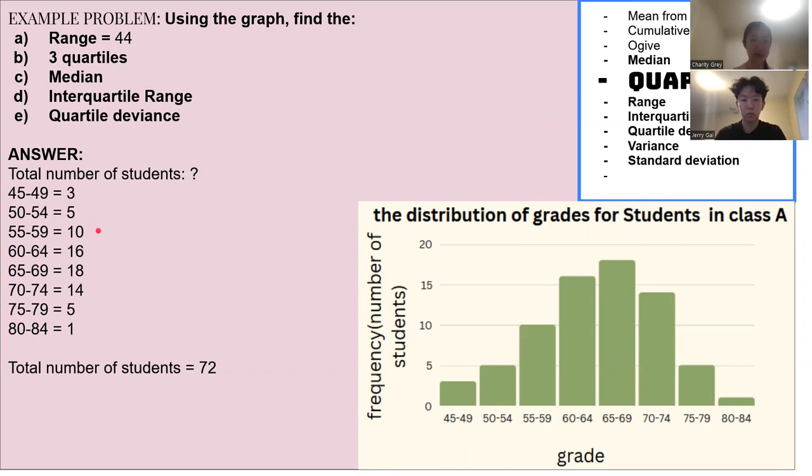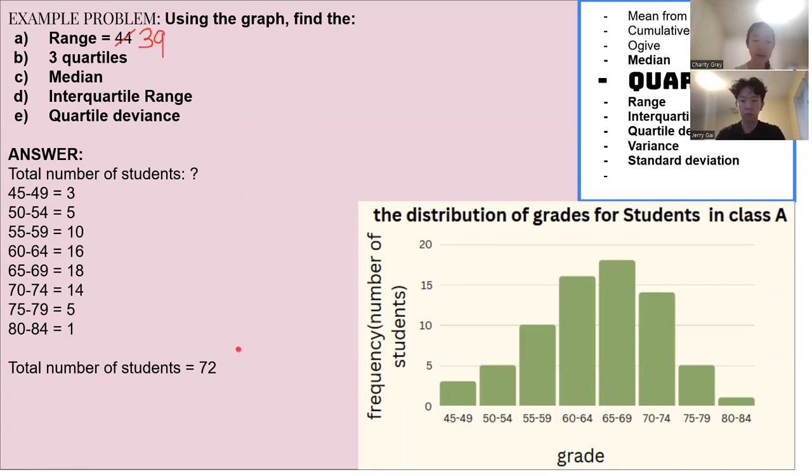3 plus 5 plus 10 plus 16 plus 18 plus 14 plus 5 plus 1. The total number of students is 72. And again, please keep in mind that this range is not 44 and is 39.